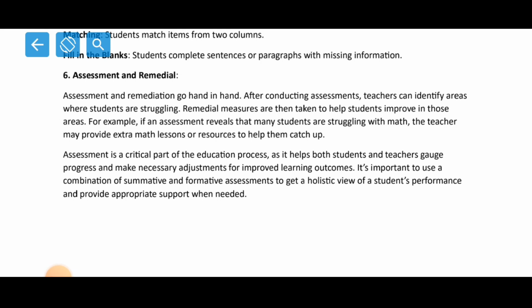After conducting assessment, teachers can identify areas where students are struggling. See, of course, without assessment, how are we going to know which students are weak, which students are smart, which students need improvement? We will never know until and unless we do the assessment.